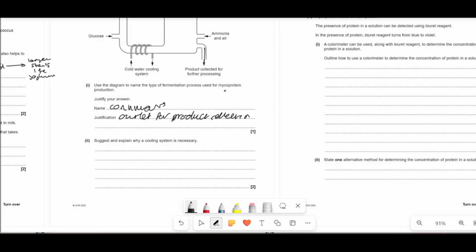So you need to think, how's that going to mess with or make things better for the fungus to make the mycoprotein? Ideally, you'd think higher temperature is better. So why would they use a cooler? You need to think a bit more beyond that.